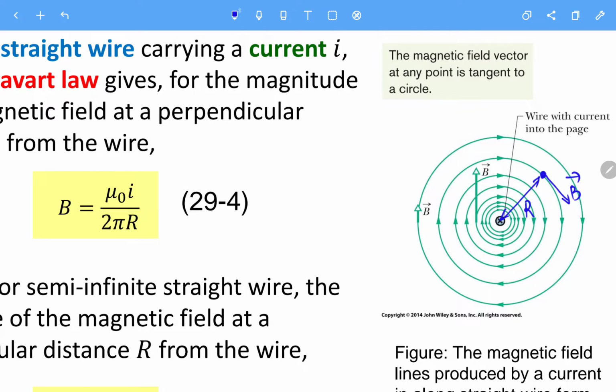So this is how we use the right hand rule. You use your thumb to follow the direction of the current, and then your forefingers are the direction of the B field.